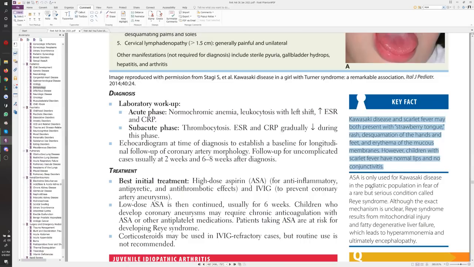Aspirin is only used for Kawasaki disease in the pediatric population, in fear of a rare but serious condition called Reye syndrome. Although the exact mechanism is unclear, Reye syndrome results from mitochondrial injury and fatty degenerative liver failure, which leads to hyperammonemia and ultimately encephalopathy. So you need to get rid of the ammonia using lactulose. And that's the completeness of this topic.